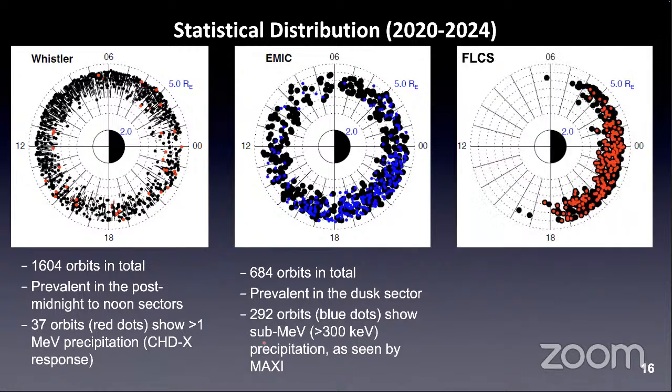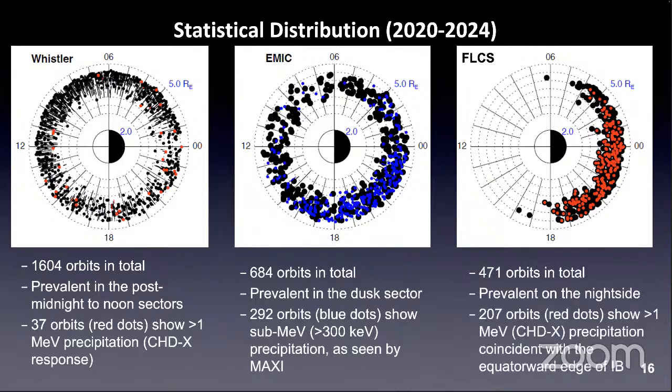And last but not least, this shows the same distribution for field line curvature-driven scattering in the same format. We can see that, surprisingly, we have quite a few orbits showing this IB signature or curvature scattering driven precipitation at such a low L-shell, below 4.5 RE. And from this distribution, we can see most predominantly that this IB was observed on the night side, as expected again for this mechanism here.